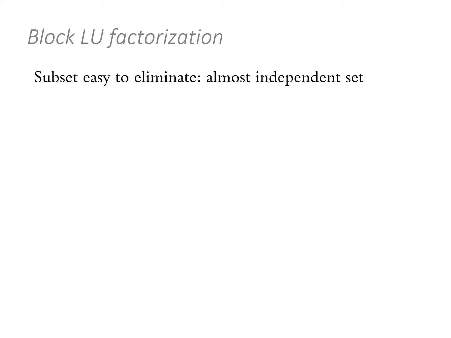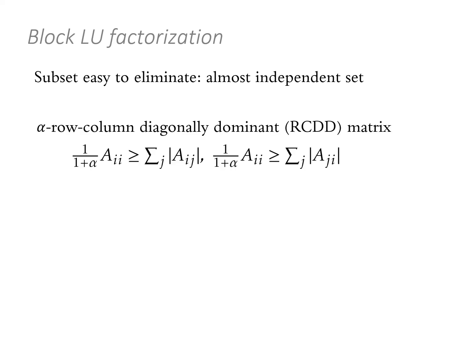The first thing is, which subset is easier to eliminate? A natural choice is an almost independent set, which has many similar properties to a single vertex. In a Laplacian matrix, an almost independent set corresponds to a row and column diagonally dominant block, which is defined as follows.